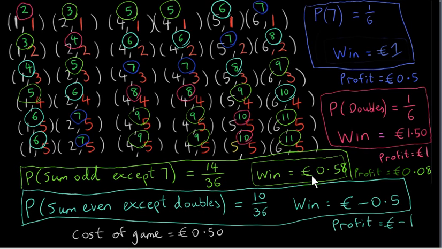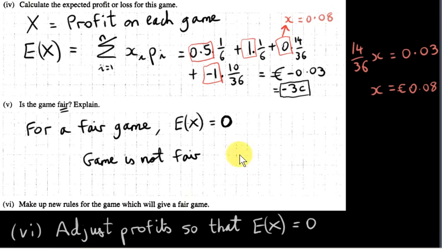Of course, there are many different ways we could do it. All we have to do is ensure that the expected value is 0, so we can adjust any of these profits. Or we could change the type of dice that are used in the game so that the probabilities are changed, but that's more complicated. It's easier just to adjust one of these four numbers so that we come out with 0 for the expected value. I just chose this particular number, but it doesn't matter, you can choose any of these four profits.